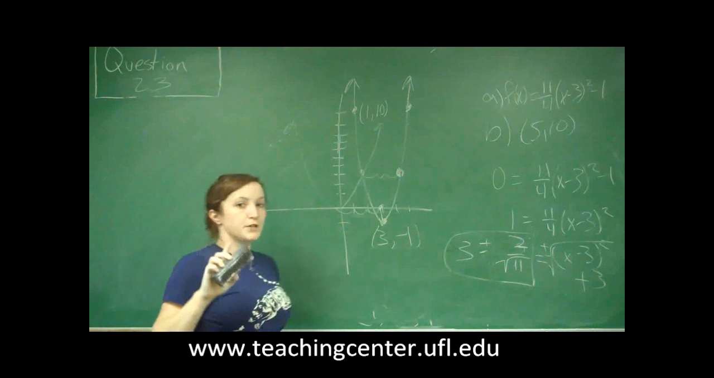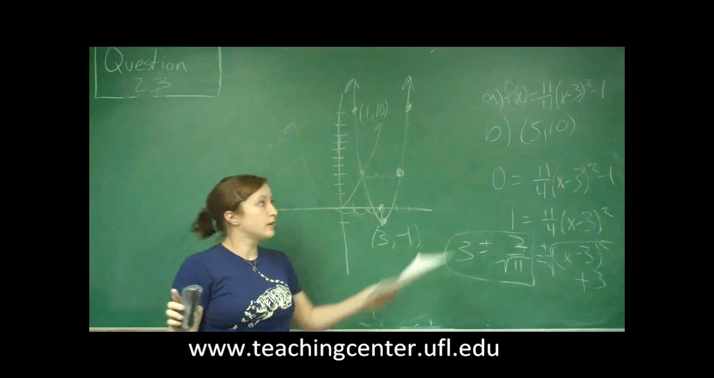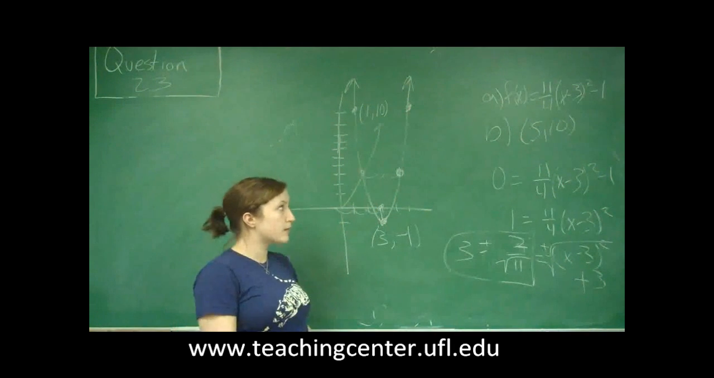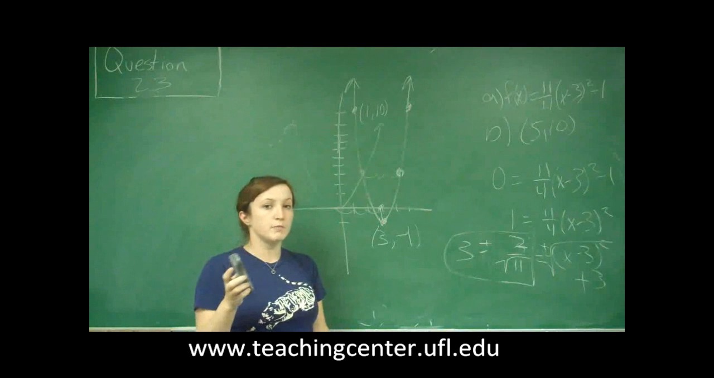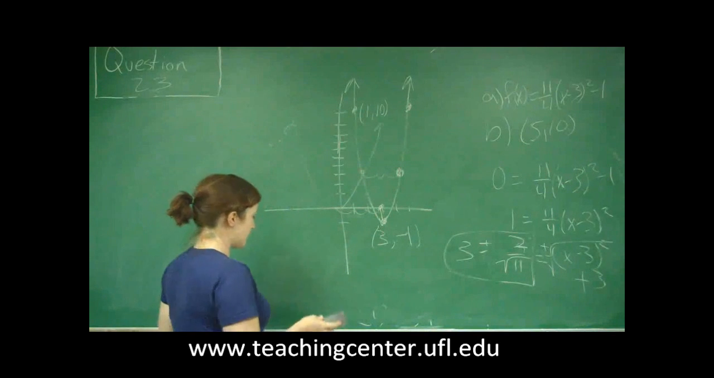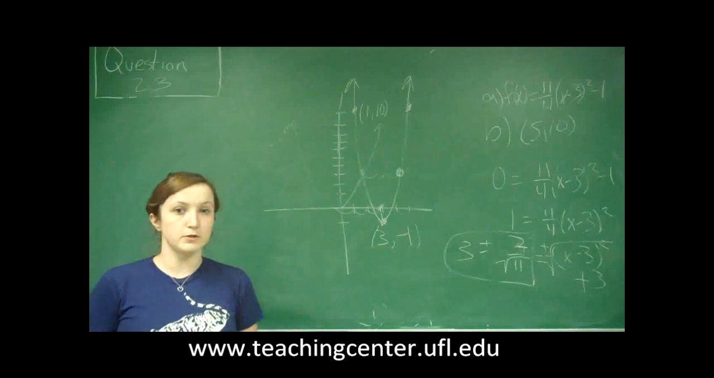So we shift our graph from our parent function, x squared, to get this function f(x). We're shifting our graph 3 units to the right, vertically stretching it by a factor of 11/4, and then shifting it vertically down 1 unit. And that is answer number 23.